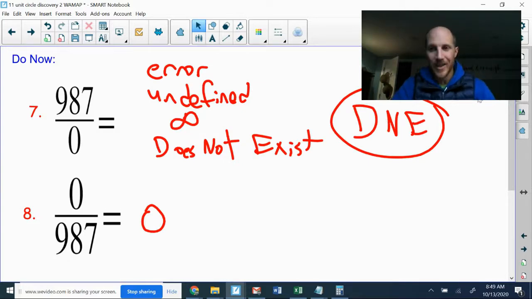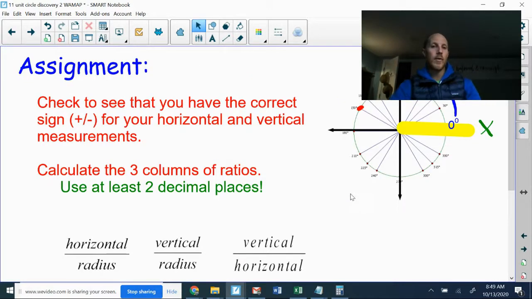So you'll need to type DNE, right? So the assignment is, if you did not finish part 1 yesterday or could not get the measurements entered correctly, check to make sure you got your correct signs, positive signs, negative signs, based on which quadrant in the graph you are in. Also 0 values.